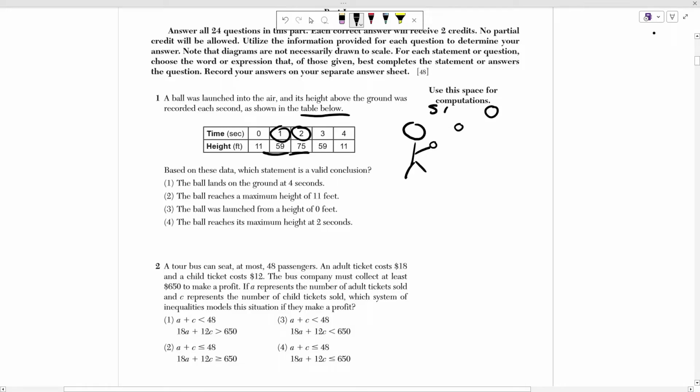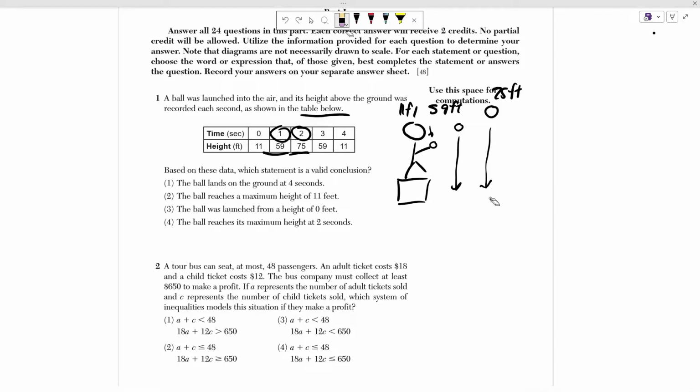So here it's at 59 feet, and here it's at 75 feet, and this is the distance from the ground. Let's just say that this guy was on some sort of elevated platform, and this ball right here was at 11 feet. Okay, so the point is, this table is representing the height of the ball versus the time, right? So it was at 11 at 0 seconds, 59 at 1 second, and 75 at 2 seconds, and so on and so forth.